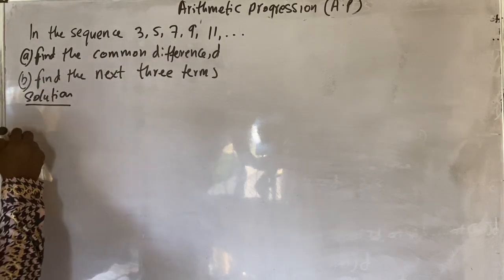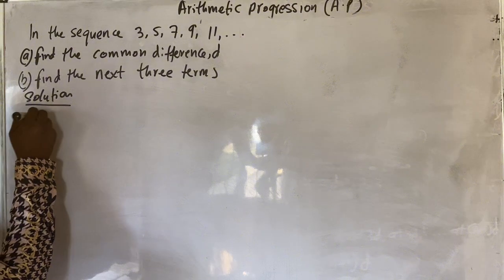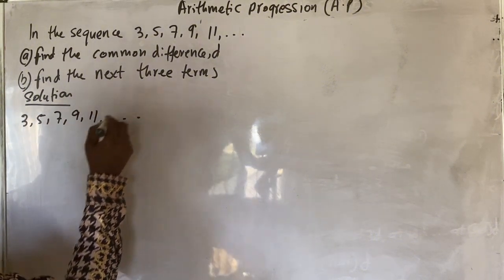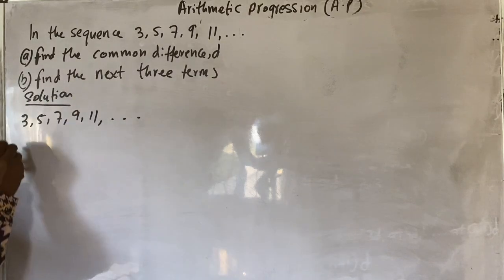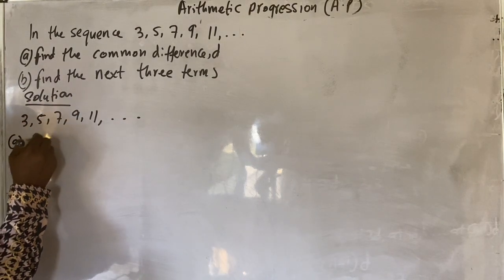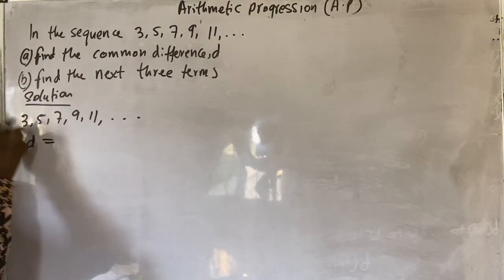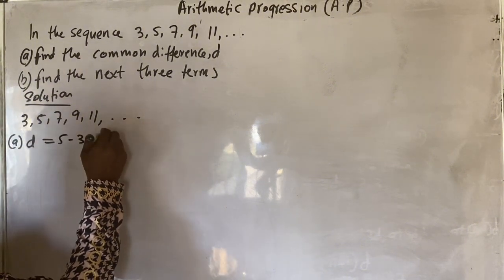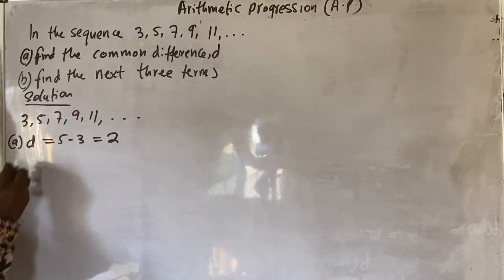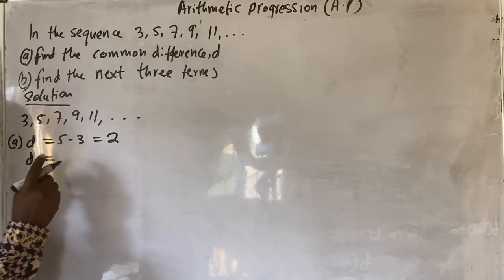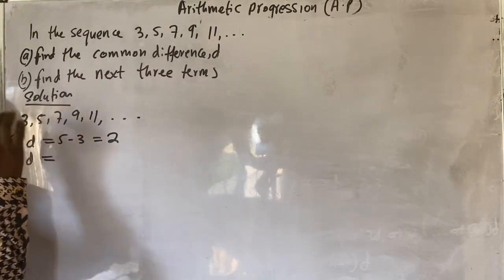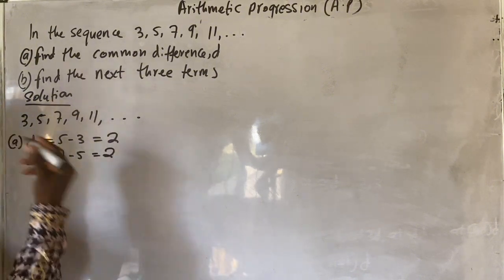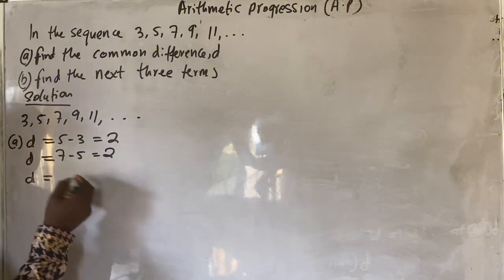The sequence we are given is 3, 5, 7, 9, 11, and we are asked to find the common difference. So our D is equal to the second term minus the first term, which is 5 minus 3, and that will give us 2. Or we can say our common difference is equal to 7 minus 5, which is also equal to 2.